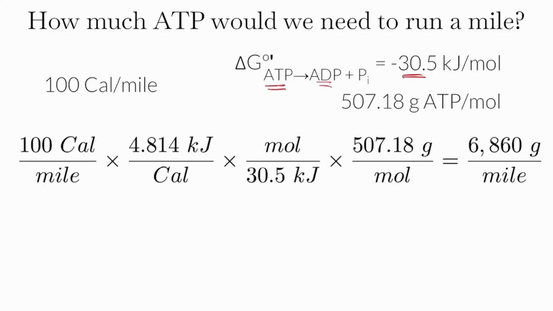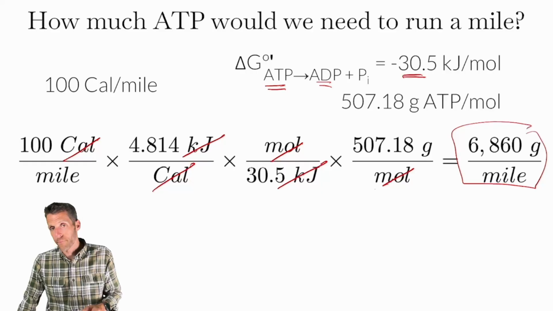It's a really simple, or I don't know about simple, but nice unit conversion problem. It's 100 calories per mile. That's our number here. A calorie is 4.184 kilojoules. We know that it's 30.5 kilojoules per mole, so those kilojoules cancel. Now we have 100 moles of ATP per mile. A mole of ATP is 507.18 grams, which gives us a total of 6,860 grams of ATP per mile.